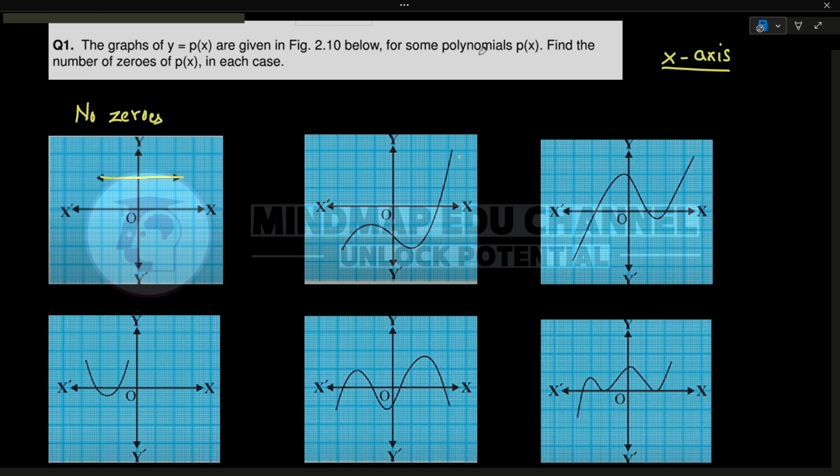Now, this polynomial, it's touching the x-axis here. It's touching only one time. So, how many zeros will it have? It will have only 1 zero.